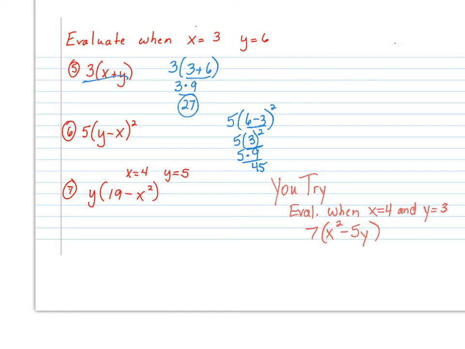Y times 19 minus x squared. So I'm going to put 5 on the outside times 19 minus 4 squared. Are there any parentheses? Yep. Well, look inside the parentheses. We have subtraction or a power, so I've got to do the exponent first. So 5 times 19 minus 16. I have to keep that in parentheses because it's not one number yet. Now I finish off my parentheses, and it becomes 5 times 3, which is 15. Okay? I want you to try this problem and bring it back tomorrow.